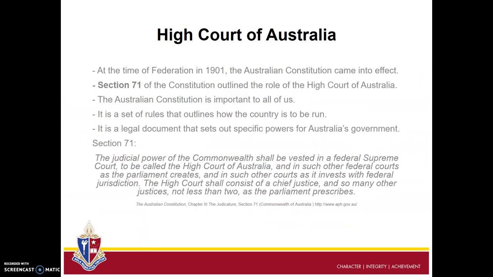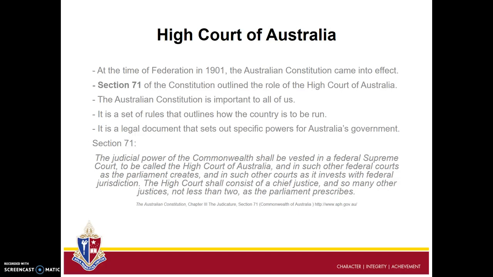At the time of Federation in 1901, the Australian Constitution came into effect. Section 71 of the Constitution outlined the role of the High Court. So as you remember, the Constitution is broken up into chapters, and each of the chapters align with each of those separation of powers, so the legislative, the executive, and the judiciary. Section 71 falls in the chapter on the judiciary, and it set out the rules on how the High Court is supposed to run and gives it its boundaries as to how much scope and power and jurisdiction it has.